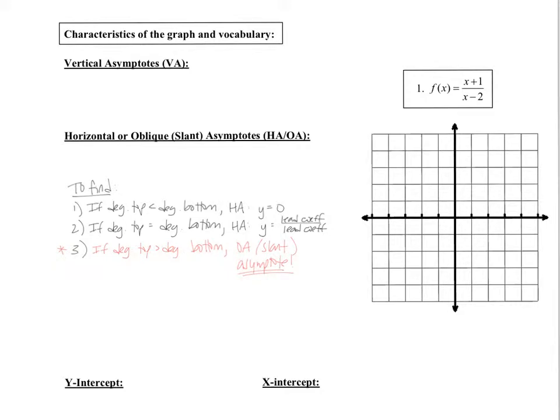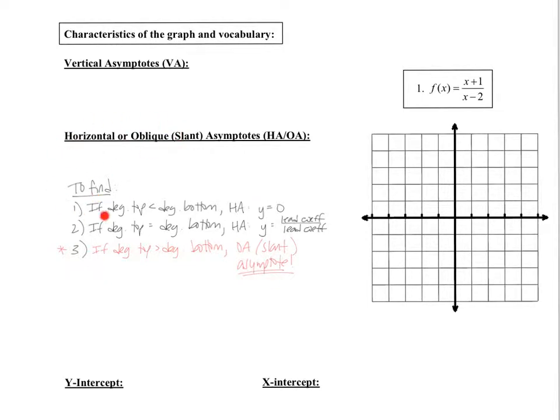Hey everybody, today's lesson is the last section of this graphing rational functions section, and we're talking about oblique asymptotes today. So I want to draw your attention back to the very first day when we did all these asymptotes and all that stuff. What you wrote down under the horizontal or oblique slant asymptote section is how to find them.